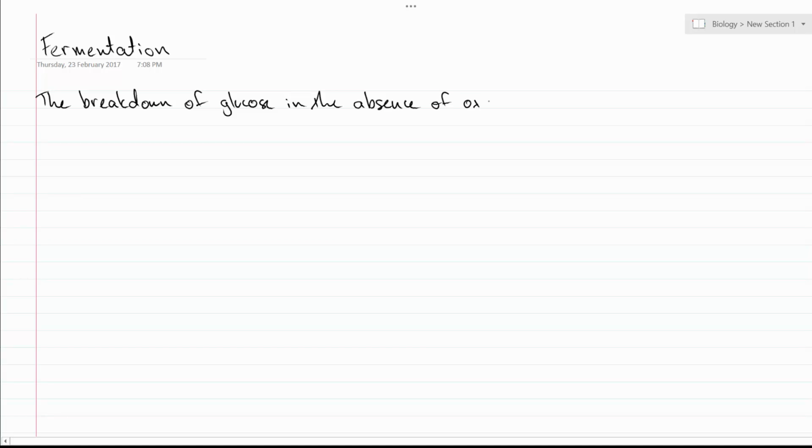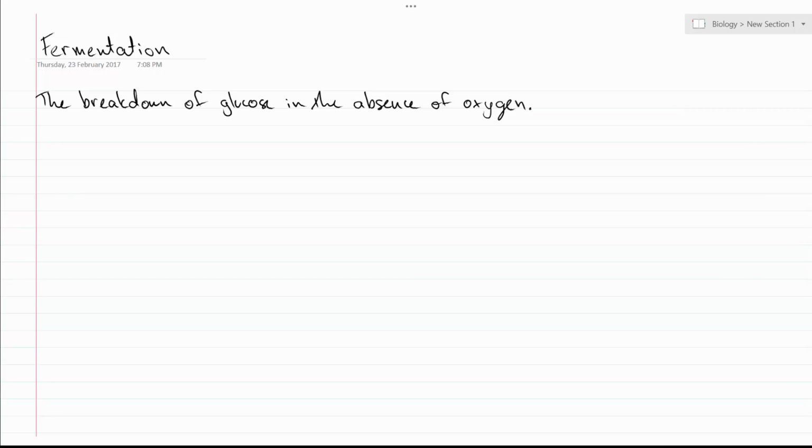Fermentation is a process that occurs in both plants and animals, and it is the breakdown of glucose in the absence of oxygen. So usually in aerobic respiration, one of the reactants or substrates will be oxygen. When oxygen is not present, glucose still needs to be broken down in an effort to release energy. This is when fermentation will take place.